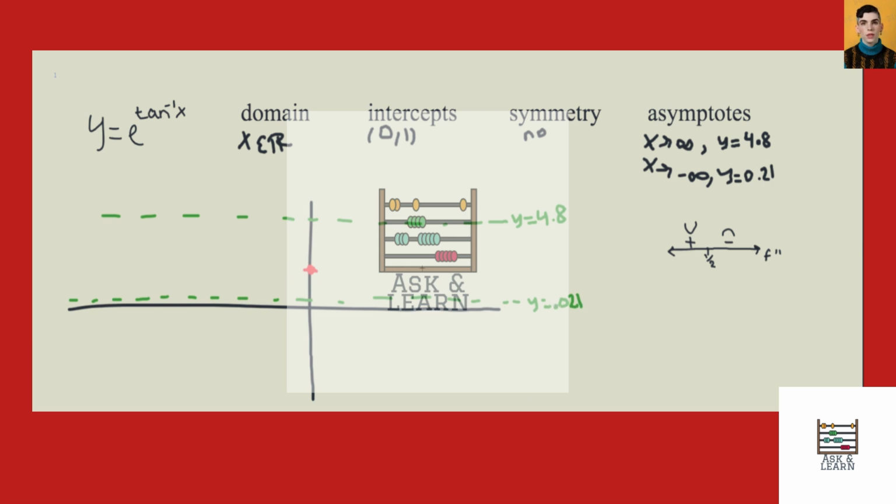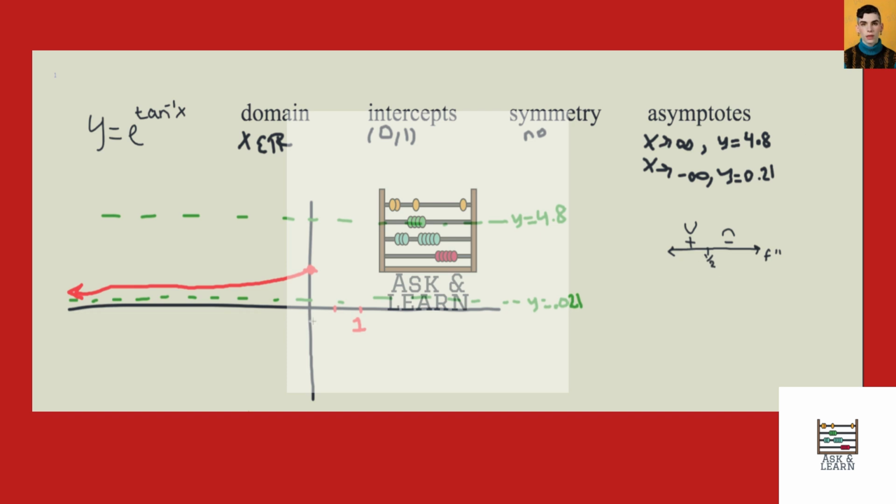So we know it's going to be concave up before a half. If this is 1, then this is about a half. So here the concavity is going to switch. We have an inflection point somewhere here. We know that as x approaches negative infinity, we're going to approach y equals 0.21, but never touch it. And it's going to be concave up, so it's going to be like this. And it's going to be concave down after we get to that half.